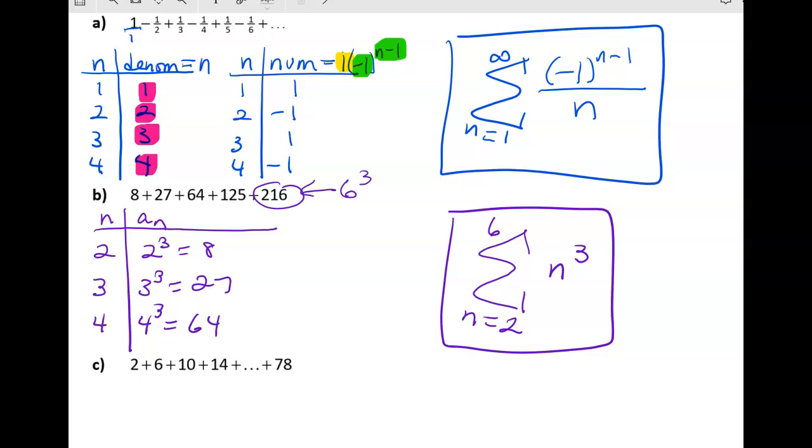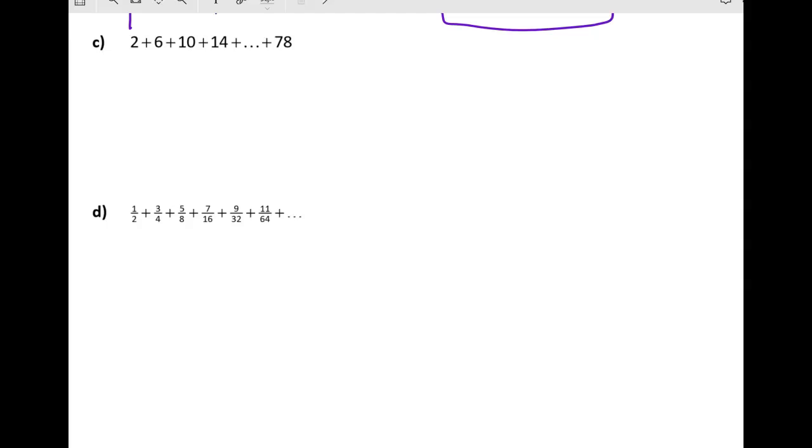The solution to this one depends upon your recognizing 8, 27, 64, 125, and 216 as perfect cubes, the cubes of 2, 3, 4, 5, and 6. All right, try C. Hint, this one's an arithmetic series. Pause the video while you try this one.